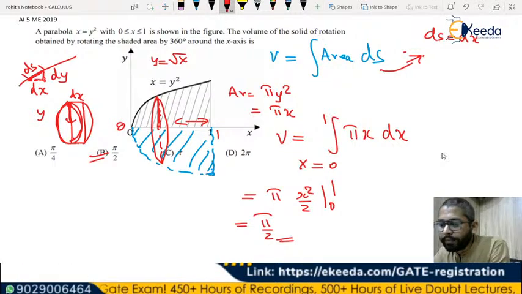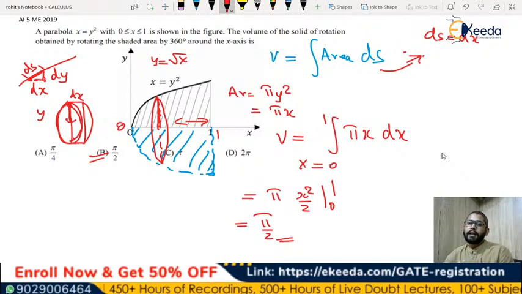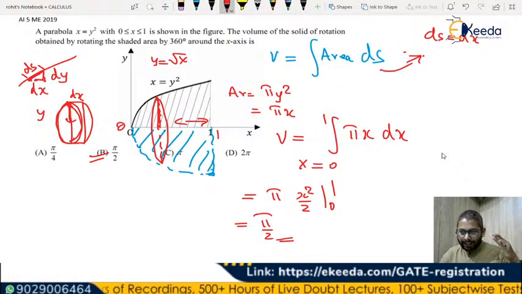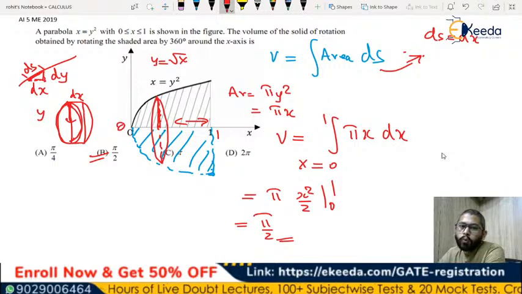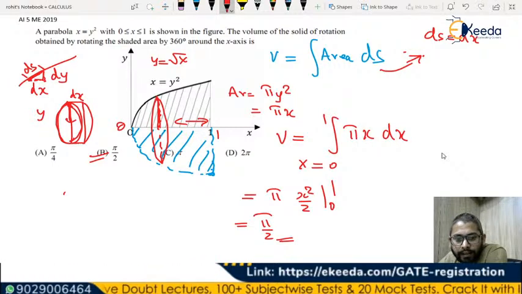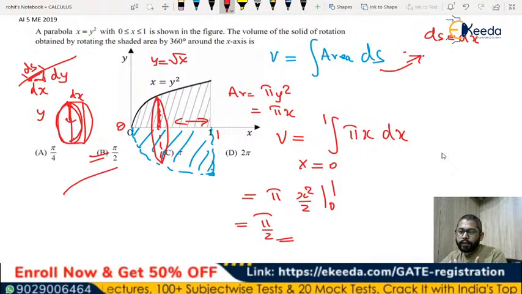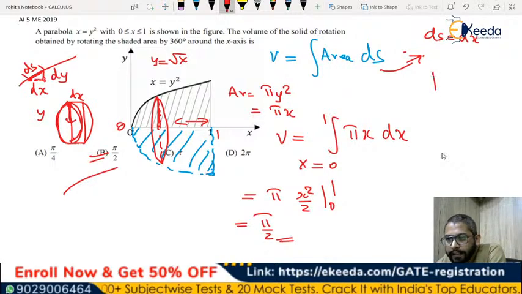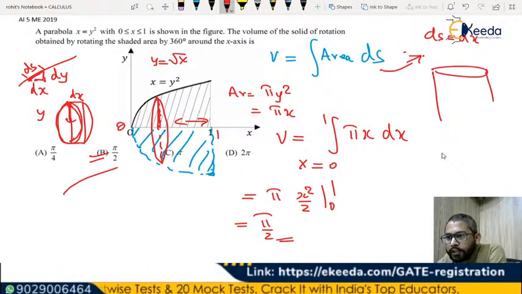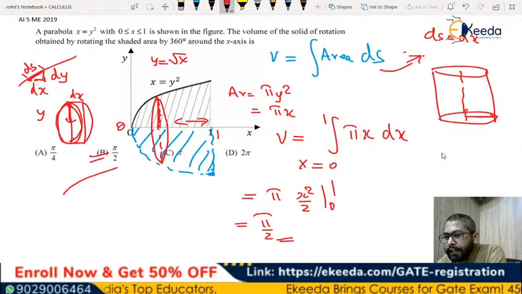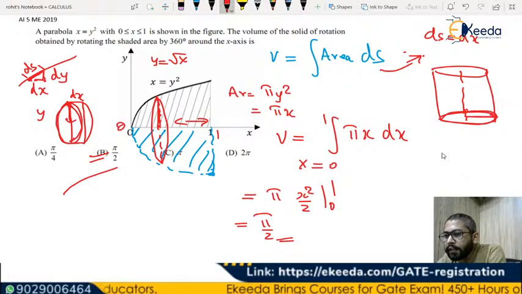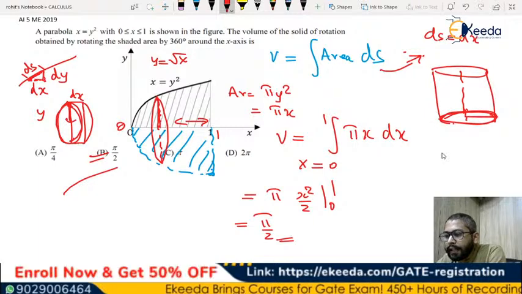How dx came, that's what I'm explaining. Because in this case you don't need the length of this curve, right? What you need is the element. How are you actually trying to find the area, volume? Let me explain in a simpler method. If this is a cylinder, how do you find the area or volume? You find the area of this circle as pi y square, and then what do you do?